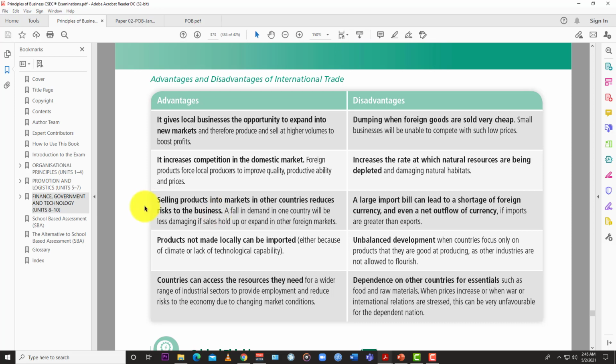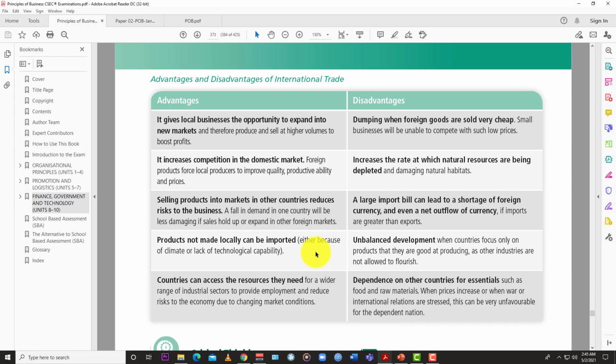And then let's say here, products not made locally can be imported either because of climate or lack of technological capability. And in the Caribbean, we see this all the time. A lot of fruits and vegetables are imported because we just cannot grow them. We just don't have the climate to grow them. A lot of other things are imported because we don't have the widespread ability to do certain refining and things like that, like petrochemicals and other technologies that we just cannot do. In the Caribbean, we just can't do them. And so therefore, we have no choice but to import them.